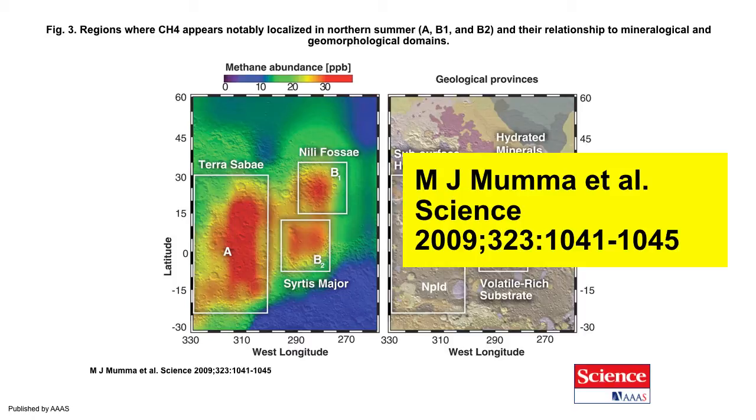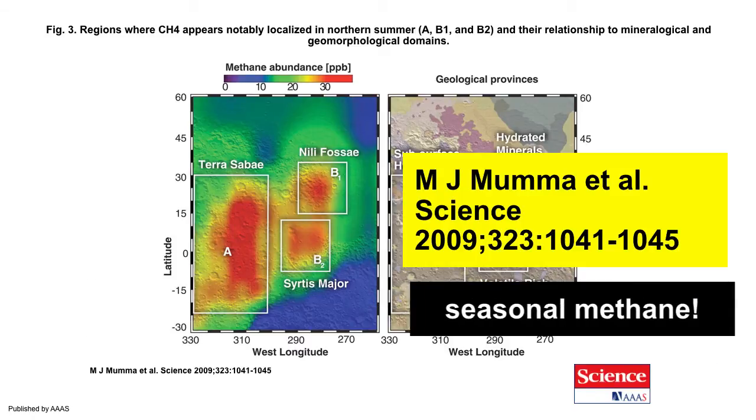And what's really interesting about this is that it happens on a seasonal basis. So go ahead and make a note. Nili Fosse and so forth, that whole area, bright sources of methane gas. And it is seasonal. A bunch of Italians figured this out a number of years ago. CH4, that's the chemical formula for methane. It's a pretty simple gas.